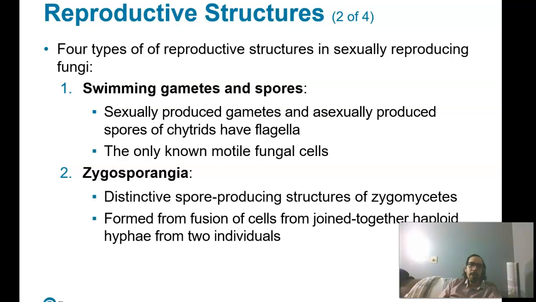And then there's the zygosporangia. These are distinctive spore-producing structures of the zygomycetes or zygomycota. Okay? And they're formed from the fusion of cells from joined haploid hyphae from two individuals. So this was the reproductive cycle that we looked at in lab. Zygomycetes is another way to refer to zygomycota.